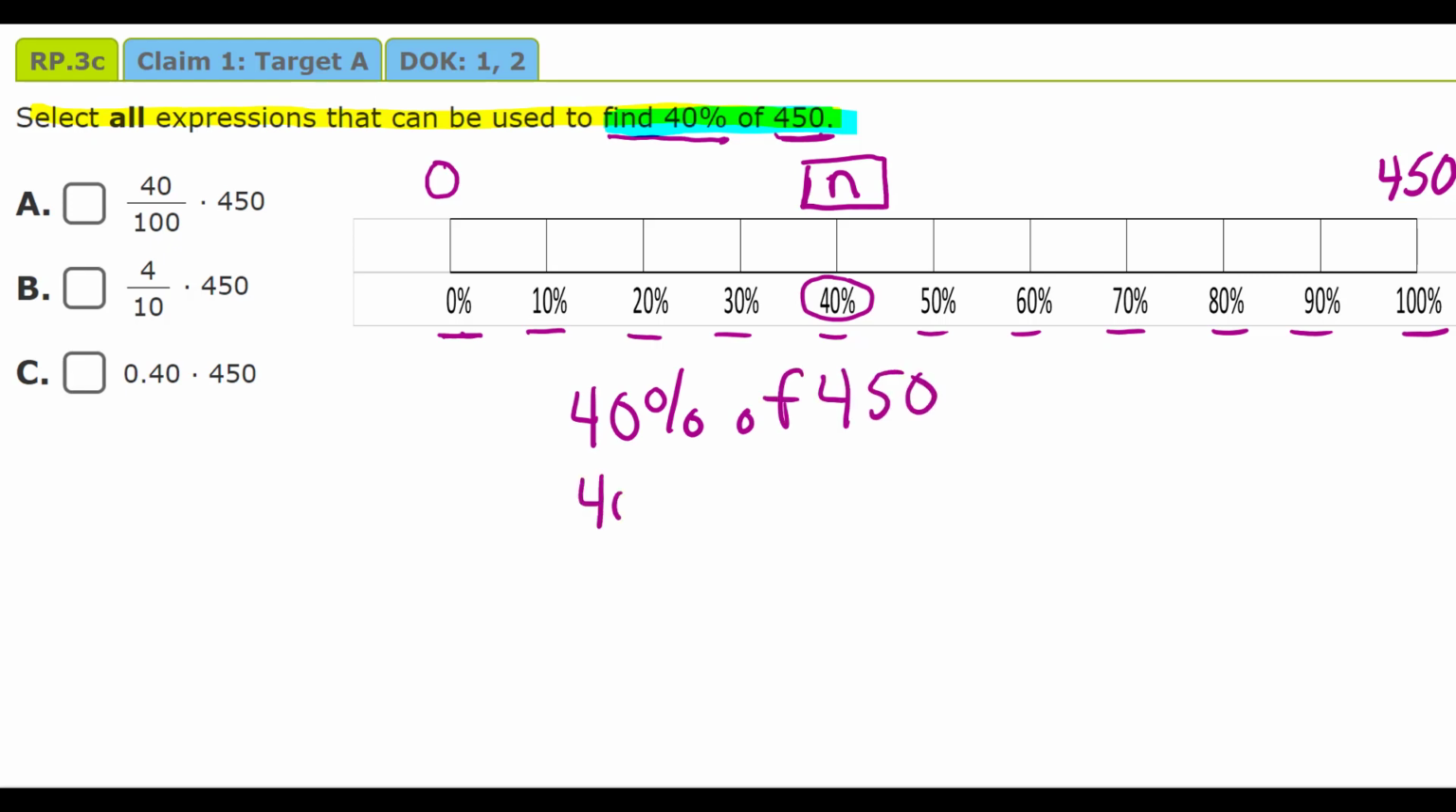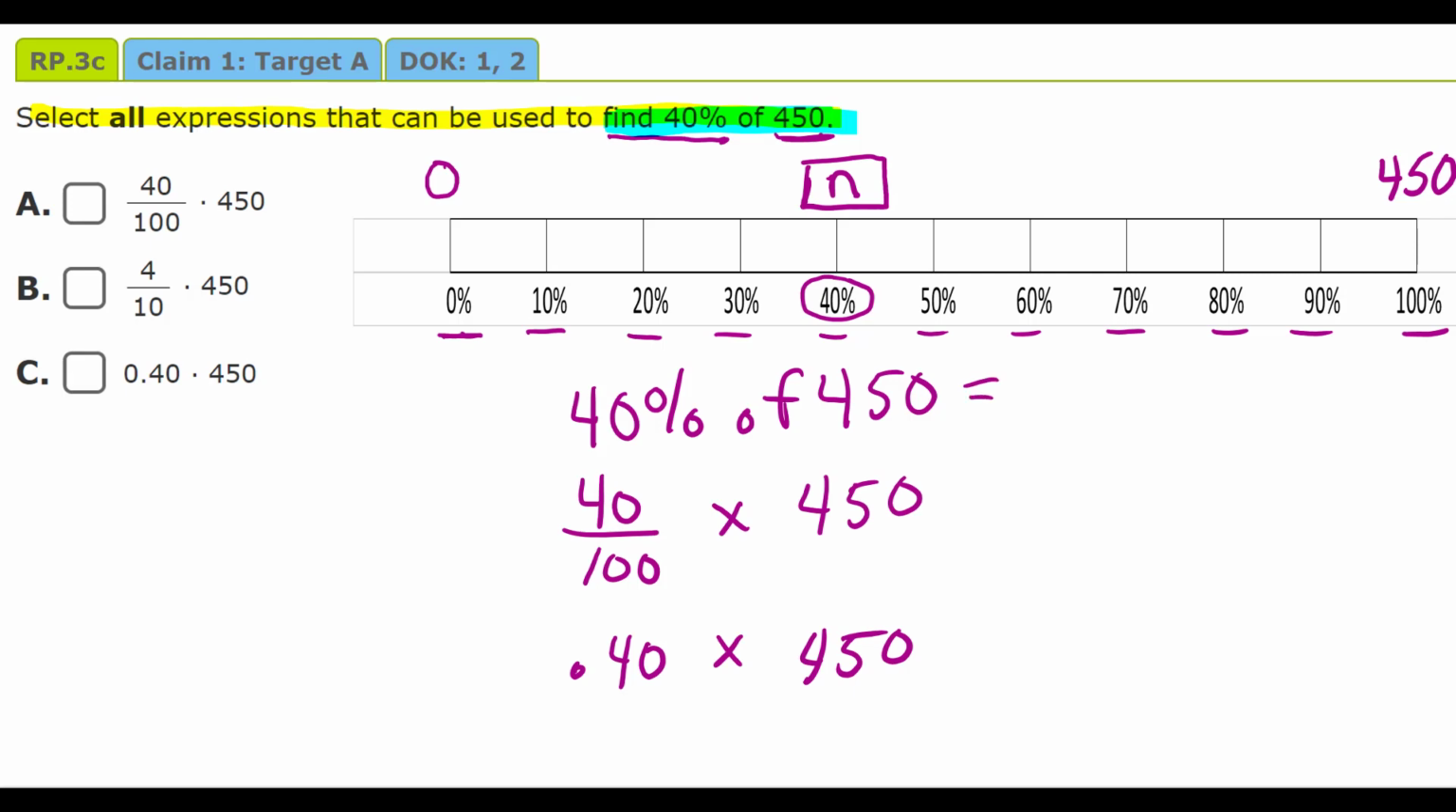Another way we could write this is that we could find 40 hundredths of 450. Or another way we could write this is 40 hundredths as a decimal fraction of 450. All of these would give us our answer of n. So when we are asked to select all expressions, well, expression A is right here. This is expression A. So A is correct.